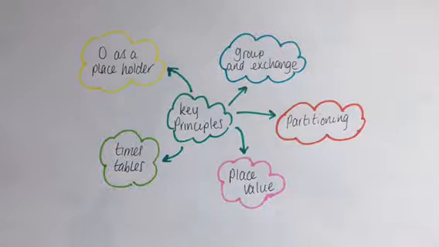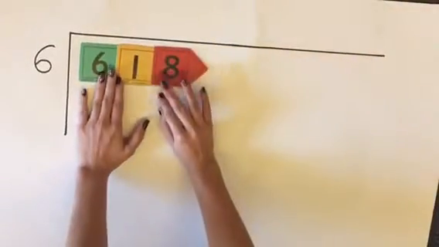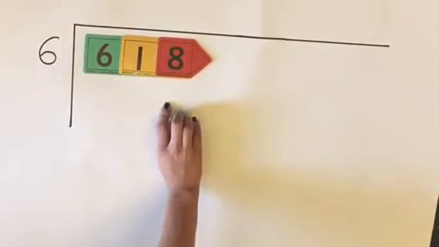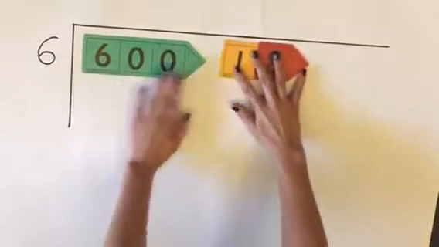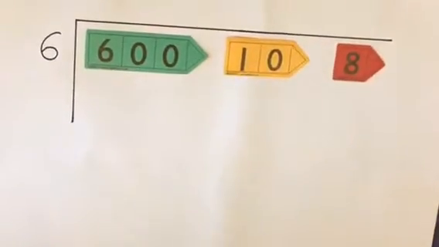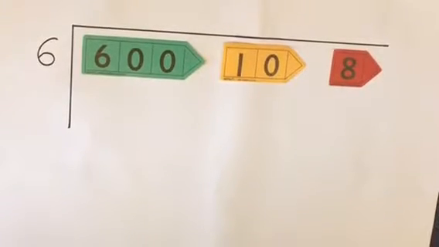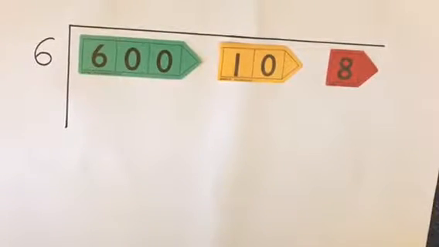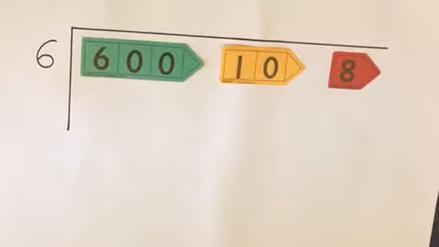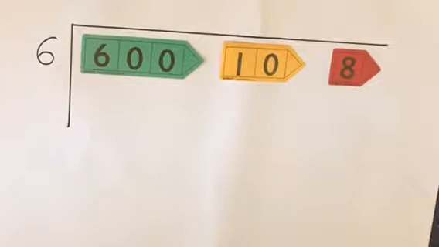So I'm going to start my calculation by partitioning my dividend, which in this case is 618. I'm going to partition this into hundreds, tens and units. I've used place value arrow cards to illustrate this as they are inactive and therefore build on relational learning. I'm going to then use Dienes as an inactive model to help illustrate the inverse of multiplication.